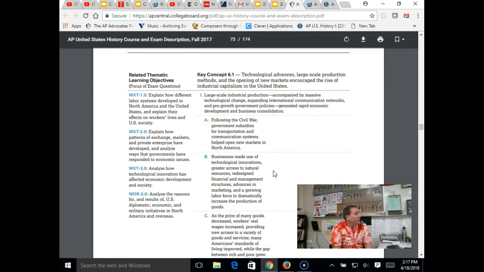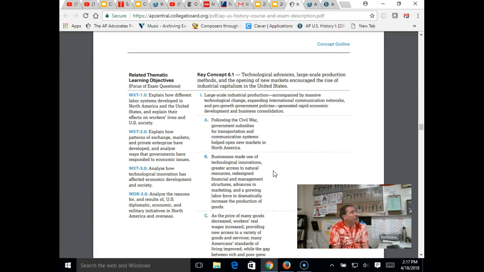The first page that you see when you move into the key concept of 6.1 is the idea of making sure that you understand where industrialization is coming from. So they'll mention that there's large-scale industrial production that is accompanied by these things. Number one, massive technological change, expanding international communication networks, and pro-growth government business policies.